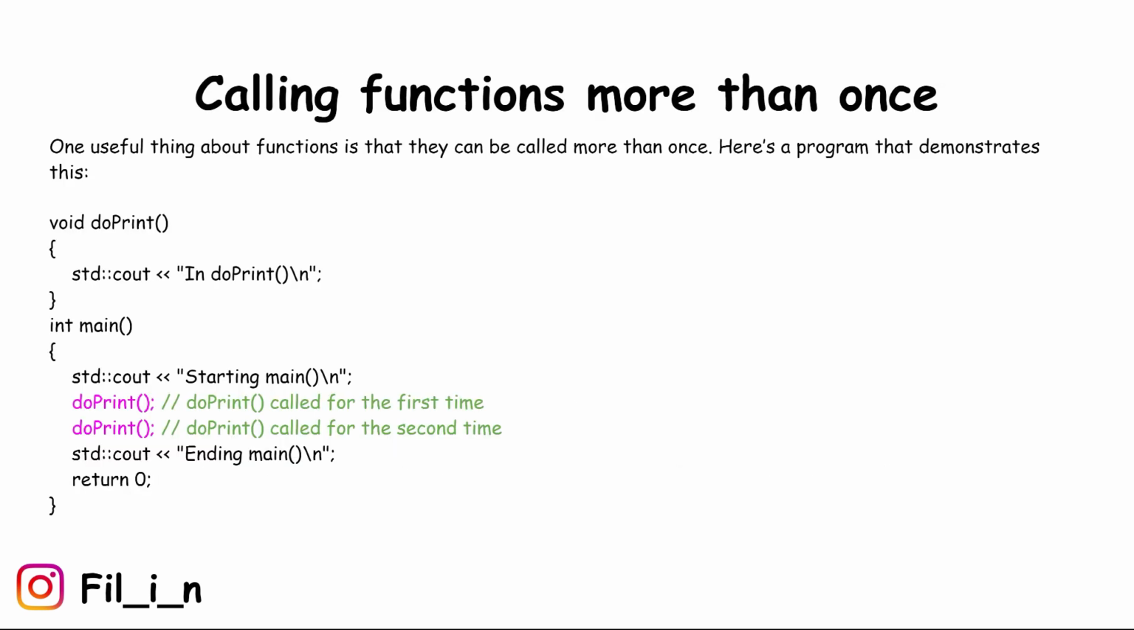One useful thing about functions is that they can be called more than once. Here's a program that demonstrates this. Void doPrint. std::cout "In doPrint\n". Int main. std::cout "Starting main\n". doPrint() called for the first time. doPrint() called for the second time. std::cout "Ending main\n". Return 0.